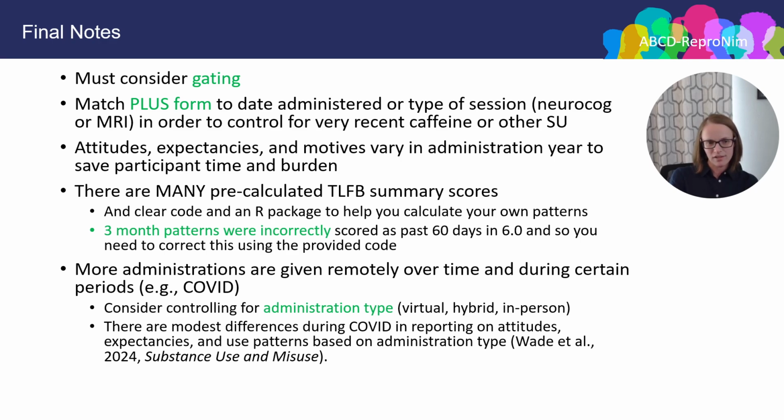The other thing to think about is that more administrations are given remotely over time and during certain periods. So of course, during the COVID pandemic, most of what we did was remote. There are some modest differences we know of during COVID years in reporting on attitudes, expectancies, and use patterns based on administration type, but they're very modest. We're not seeing drastic changes. But think about whether or not you want to control for type of administration, if it matters for your research question. And if you want some data on that, we've published that in Substance Use and Misuse in a 2024 article.